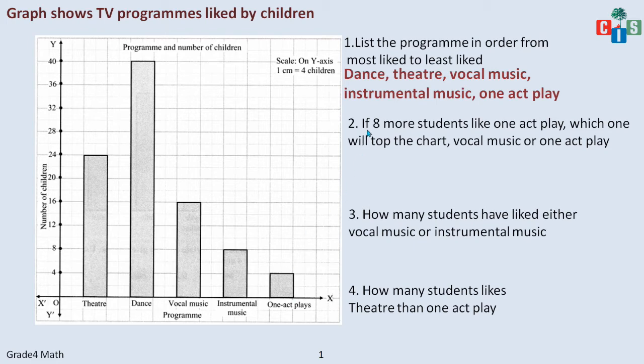Now the second one says, if 8 more students like one act play, which one will top the chart, vocal music or one act play? Suppose in one act play, so one act play is here. If 8 more students, the scale is saying 1 centimeter is equal to 4 children. So 8 more, it will have 2 blocks colored, this block and this block.